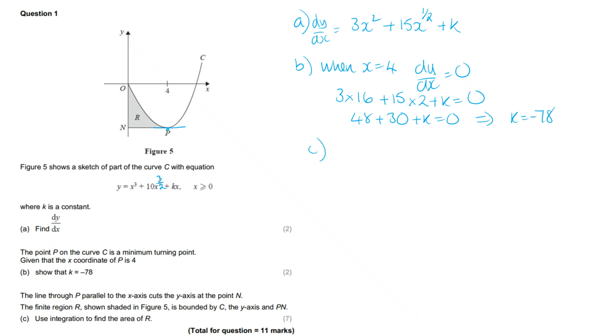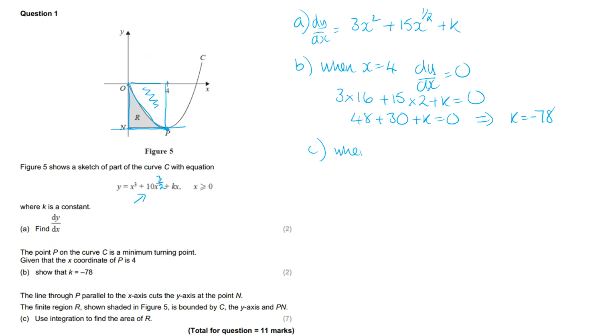Now in part C, we've got an area, but the area is under the x-axis. So whenever you integrate between the limits 0 and 4 of the curve, you're going to get the area trapped by the curve and the x-axis, which will be this area. Now, what we need to do is find the area of this whole rectangle and then take that away. So to find the area of the rectangle, we need to find this value here, which is when x is equal to 4 in the curve.